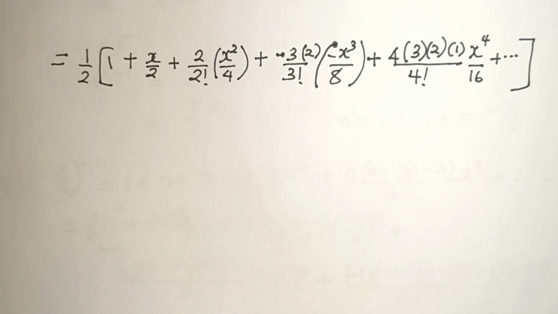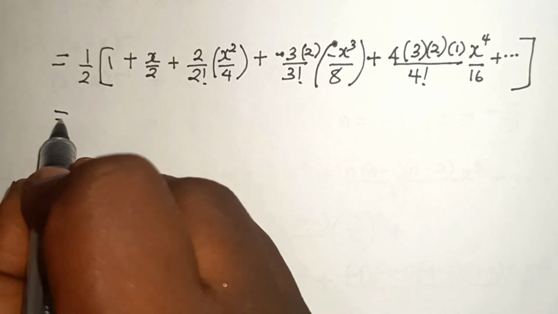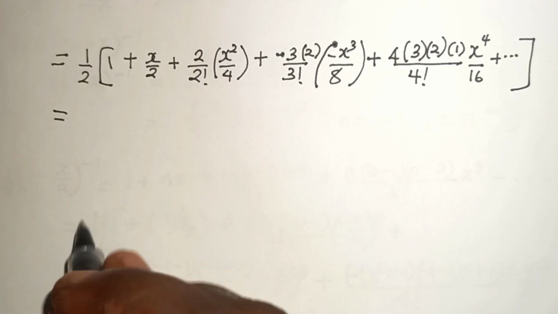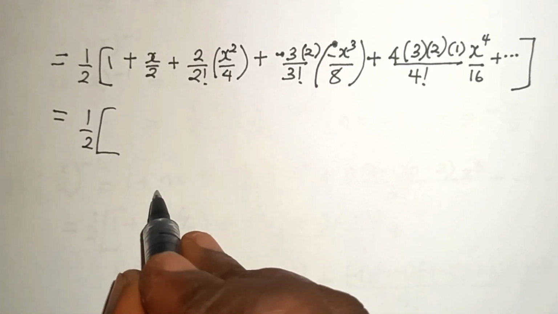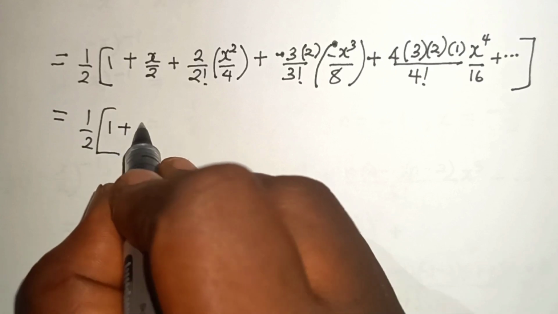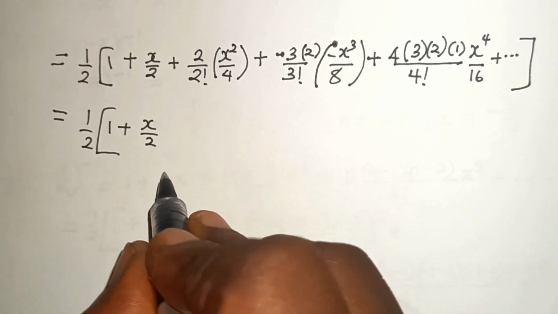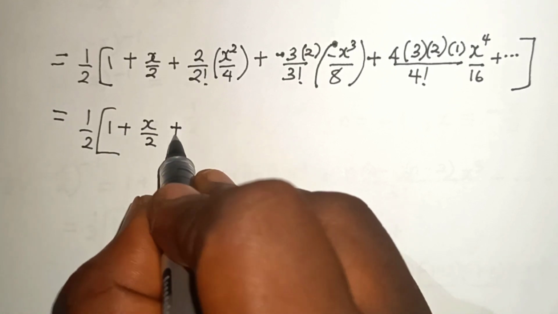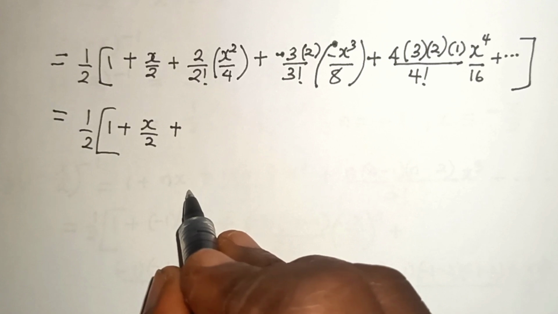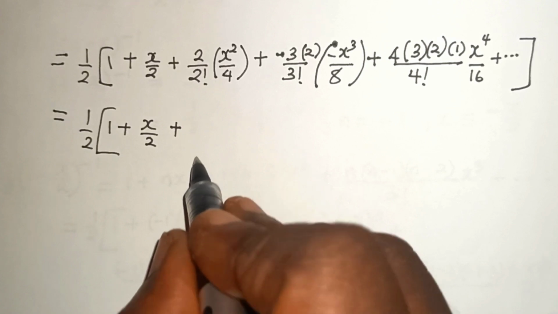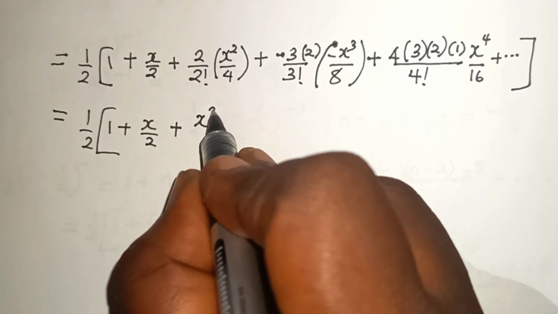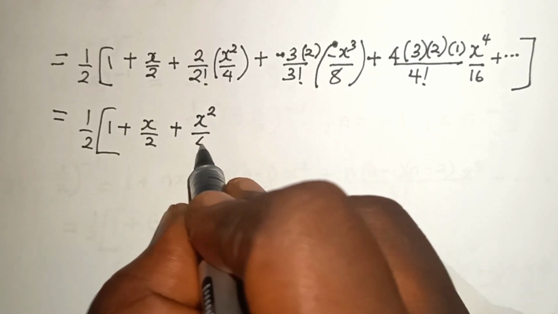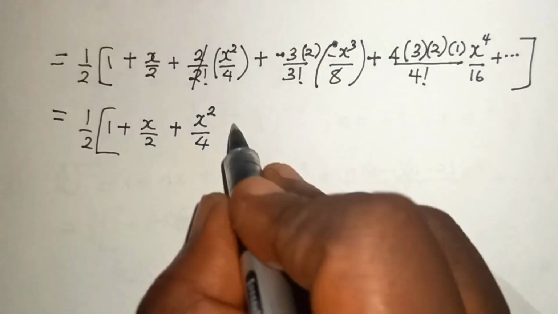So this is going to give us equal to 1 over 2 into 1 plus x over 2 plus x squared over 4. This will cancel.